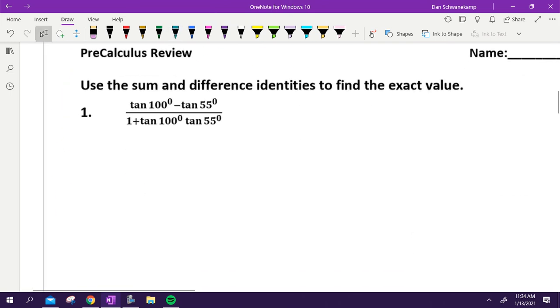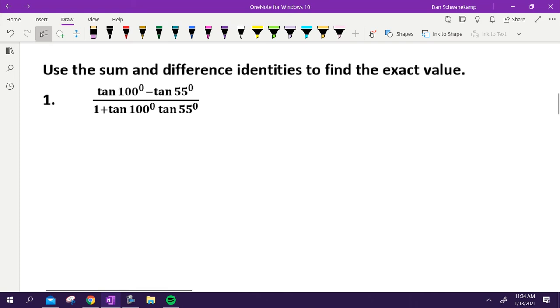Okay, now let's actually do some math. Use sum and difference identities to find the exact value. Talk with your neighbor, get an answer, hold it up. Go. It says use sum and difference identities. So obviously we're going to use sum and difference identities. We're doing the exact value, so I need my unit circle.